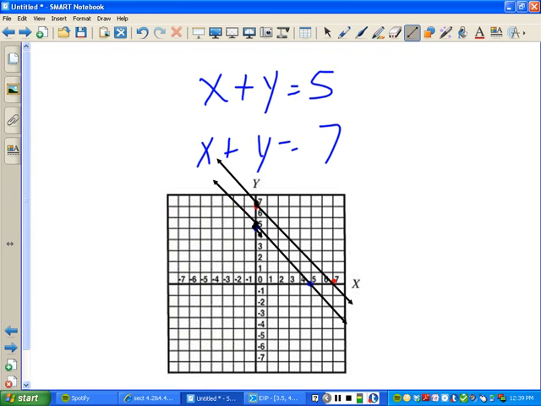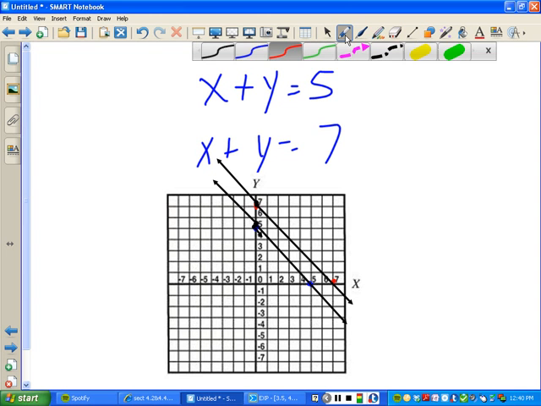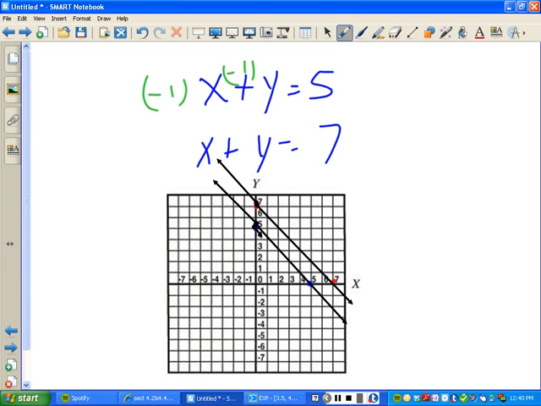So you get the idea. They're parallel. So what does that mean? There is no place where they intersect. Do we agree? Yes. There is no place where they intersect. But now here's the deal. If we solve this by multiplying by -1, so that we could cancel the x's out, what would happen?